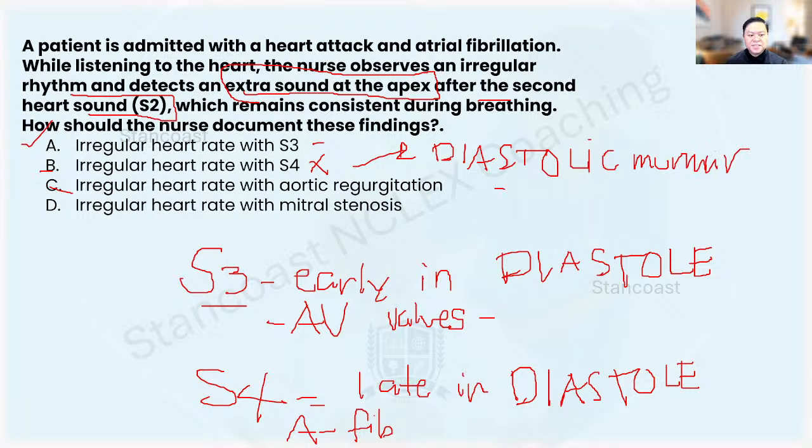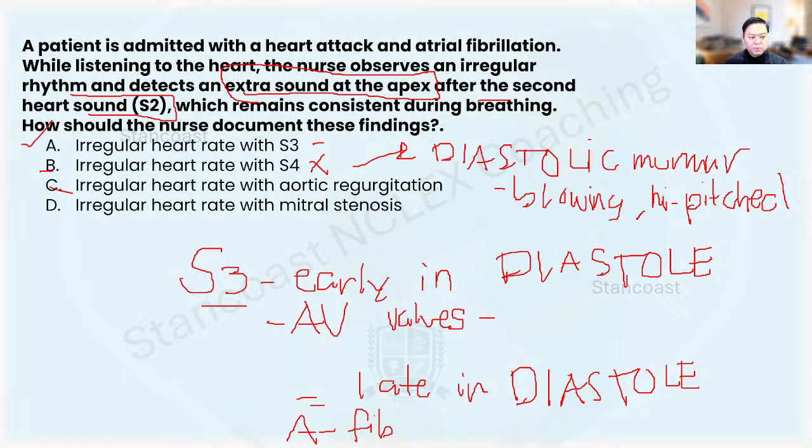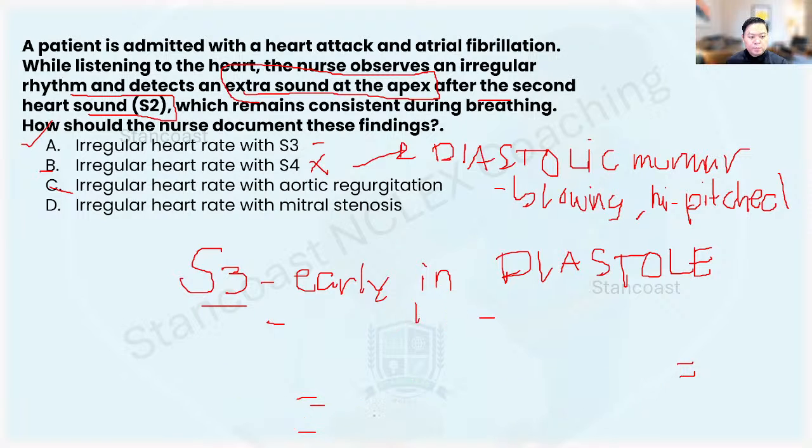So this is characterized as a blowing sound. It's also going to be a high-pitched sound. And basically the diastolic murmur is caused by the blood flowing back from the aorta into the left ventricle. So let me draw that so you will be able to get a better picture of what I am talking about.